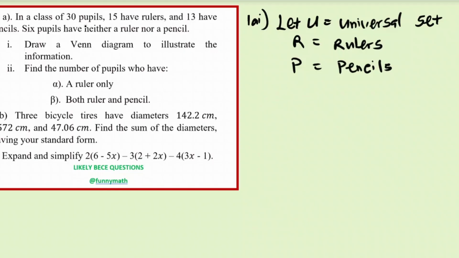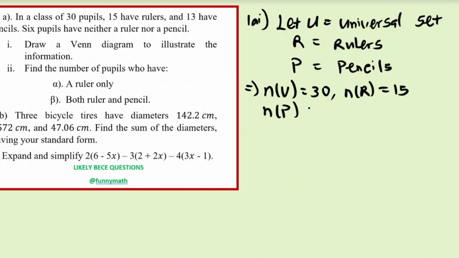Now, we have been given the total number of pupils in the class. So that's the universal set. So you just have to say, this implies that n of the universal set is equal to 30. That's the number of pupils in the class. You have 30 students. That is not all. The next information that was given is this one. 15 have rulers. So that's going to be n of r is equal to 15. And we also have 13 have pencils. That's going to be n of p equal to 13. So these are the information given in the question.